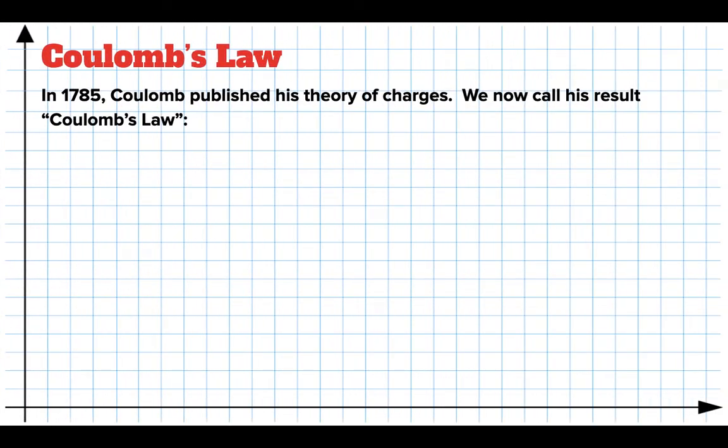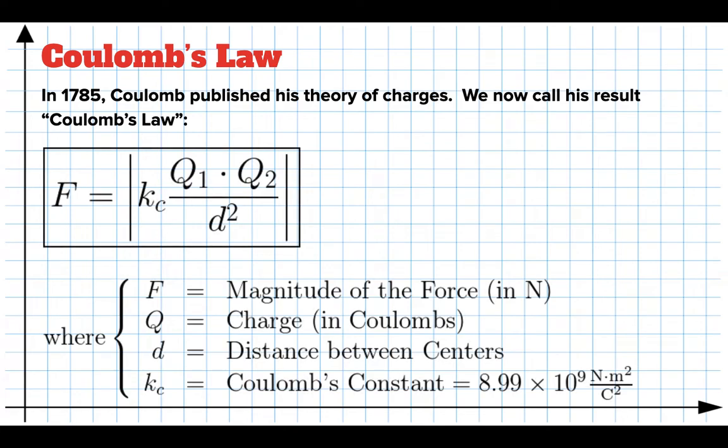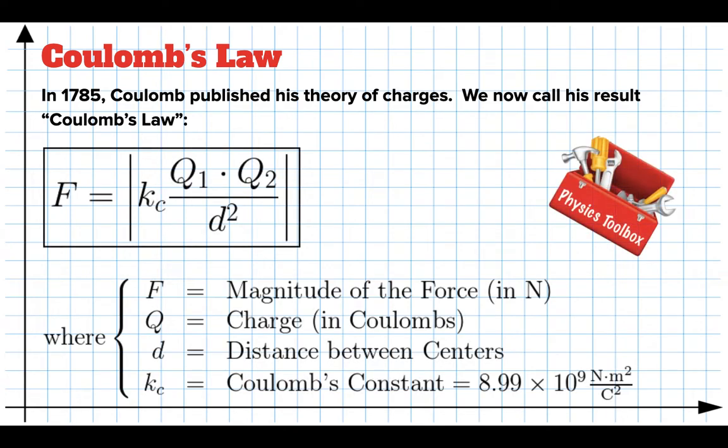So in 1785, Coulomb published his theory of charges, and we now call this Coulomb's law. And it looks like this. So you might take a minute to jot this down. It's in your toolbox. It basically says that the force between two charges is equal to the product of the charges, Q1 times Q2, divided by the distance squared, times some constant, which we call Coulomb's constant. And this never changes. It's always the same.